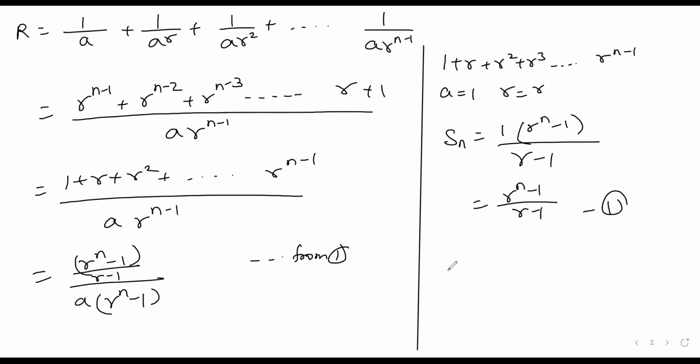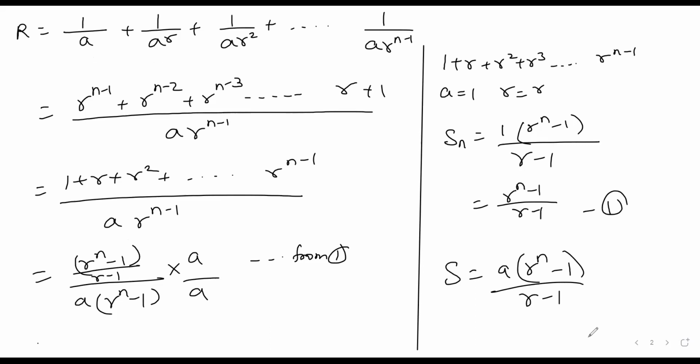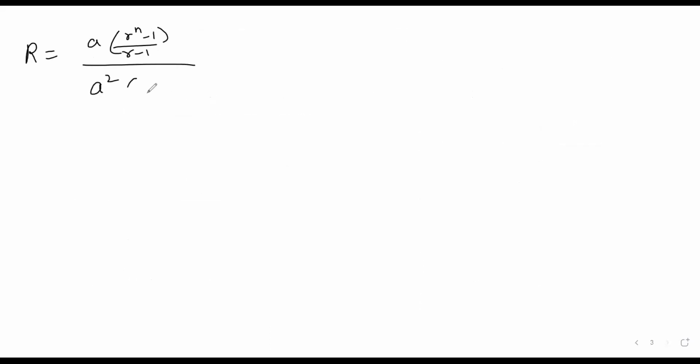Okay. Now what is S? S was a into r raised to n minus 1 upon r minus 1. So I will multiply here by a, here by a. So it is a, r raised to n minus 1 upon r minus 1, upon, this is a square, r raised to n minus 1. Is this S?